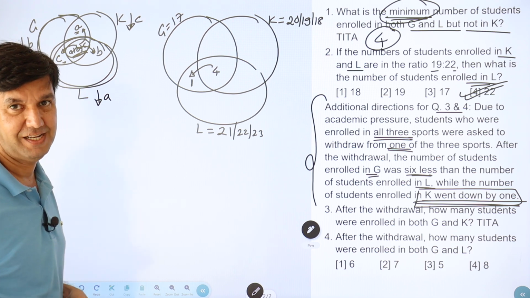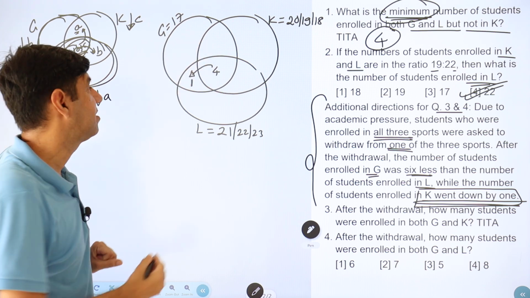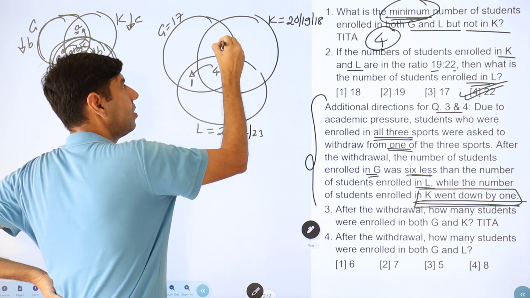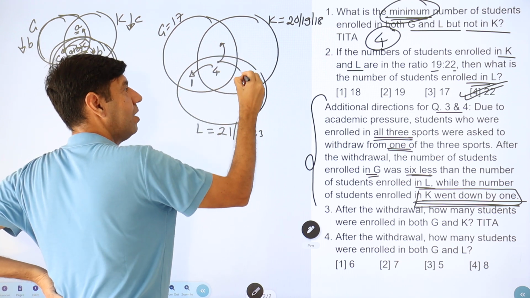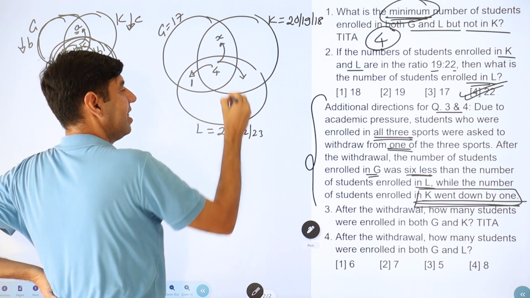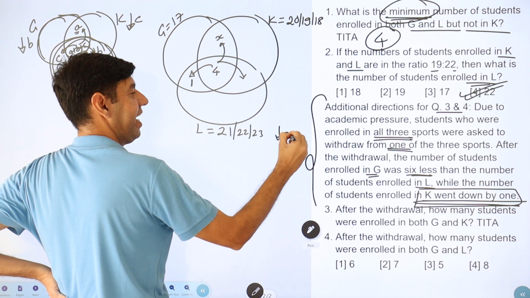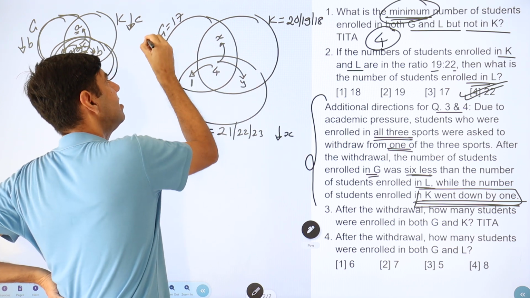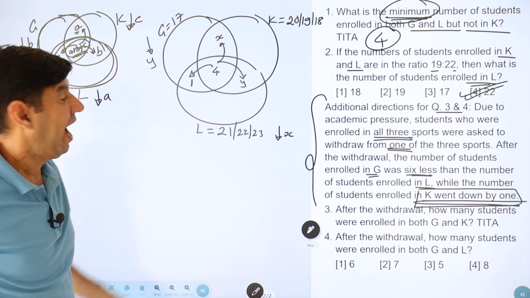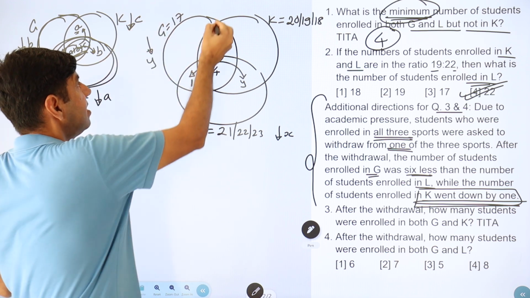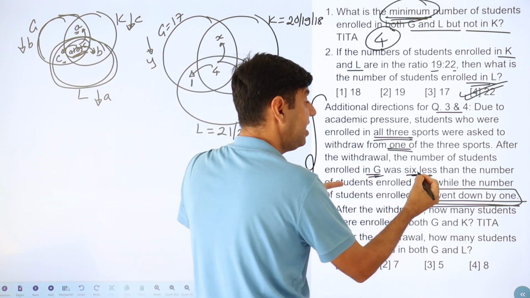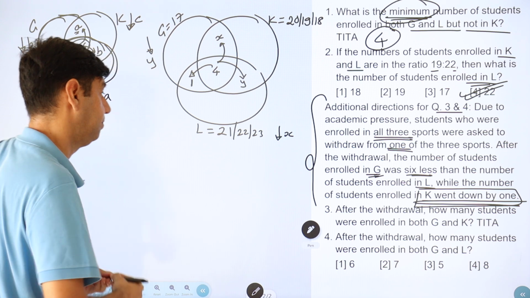One person has shifted here. So that leaves out 3 more. So out of the 3, some person will go here and someone will go here. Whoever goes here, let's say this is X, this will decrease by X, and if this is Y, this will decrease by Y. The whole G. And why am I interested in this G and L? Because after the withdrawal, G is 6 less than L.